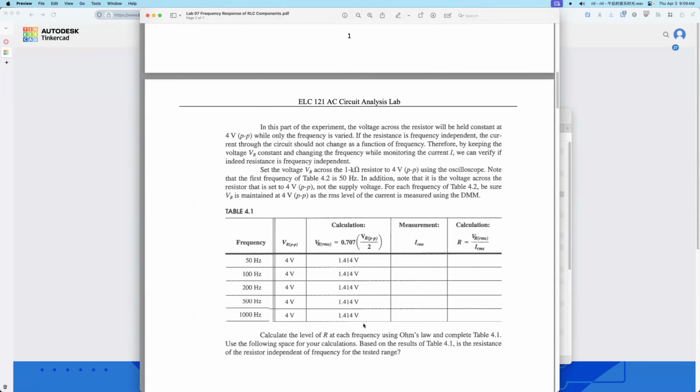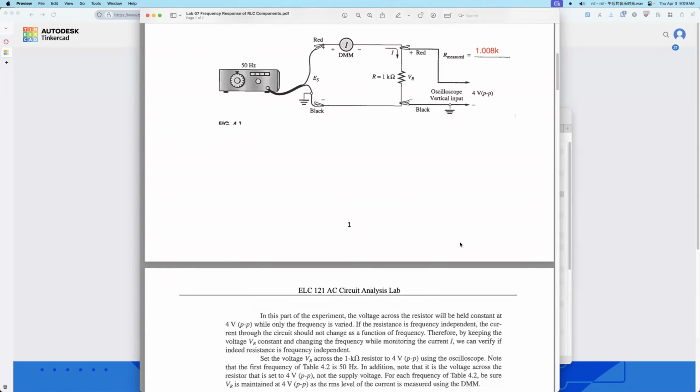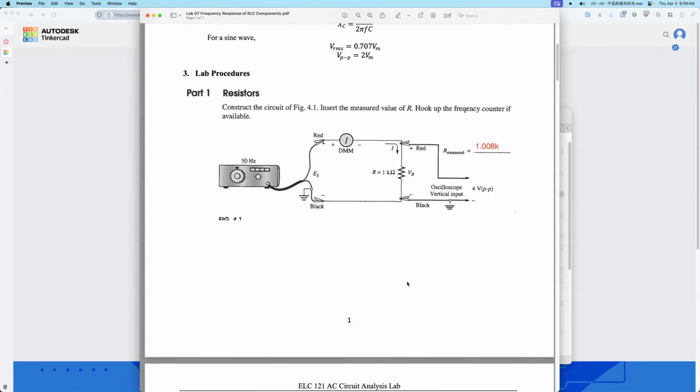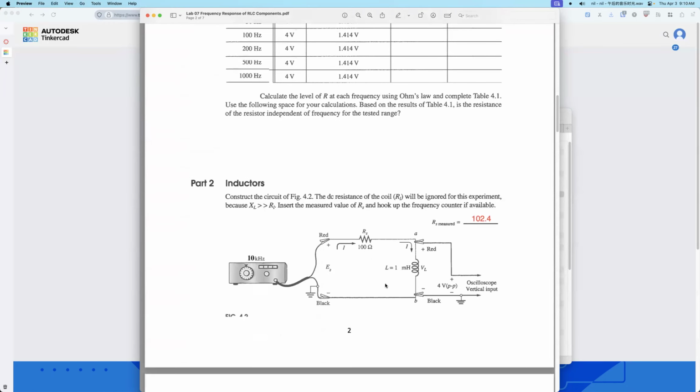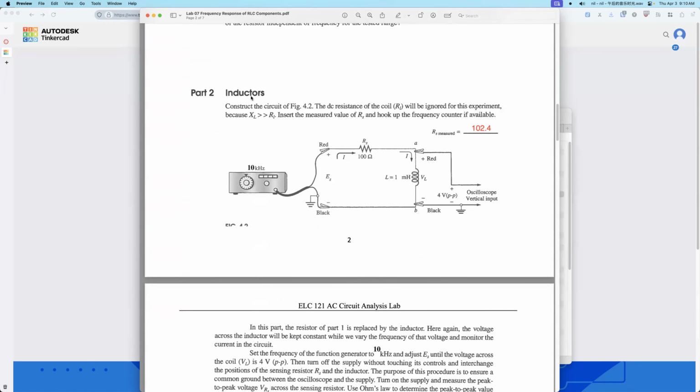So part 1 is actually very simple. Just change the frequency, make sure the peak to peak value of VR is kept at 4. Then measure RMS and also use Ohm's law to calculate the resistance. Then compare with this value. So again, we don't do part 1, because there's no AC ammeter in Tinkercad. We start from part 2, the inductor.